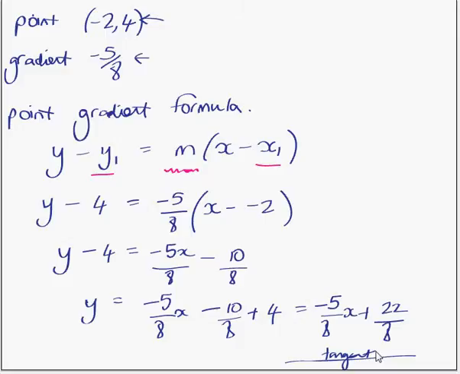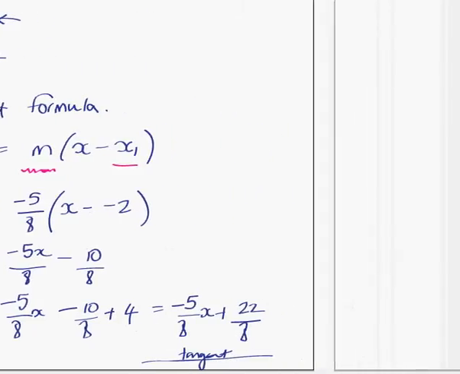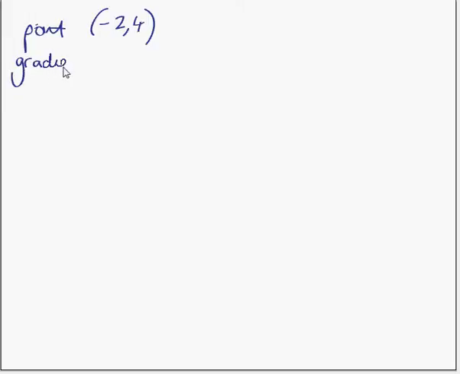I use the same point, but our gradient will be slightly different. The gradient of our normal is the negative reciprocal of the gradient of our tangent. So it's just like making it negative, changing signs, and flipping it upside down. So the gradient of our tangent was minus 5/8. So we change the sign and flip it upside down.